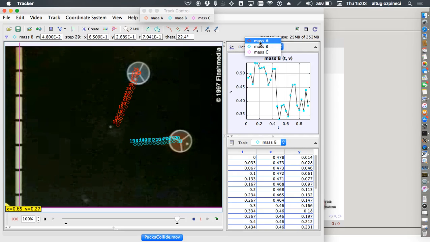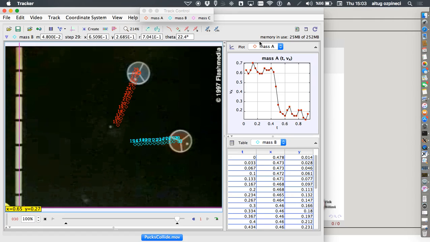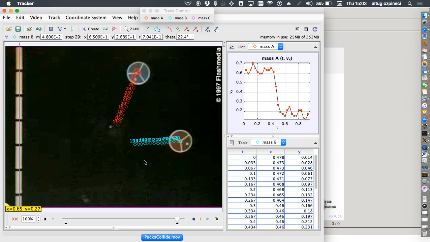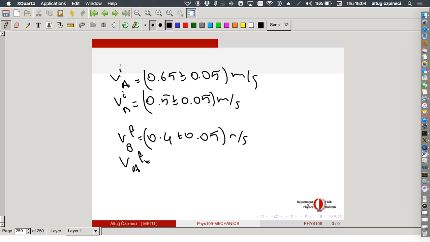Now, if you look at mass A, this is how its speed changes. This seems to be more precise. Before the collision, it is 0.65 plus or minus 0.05. And after the collision, it is something like 0.2 plus or minus 0.05.